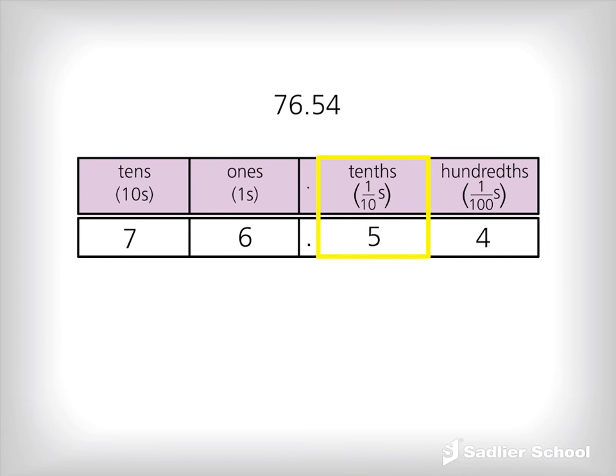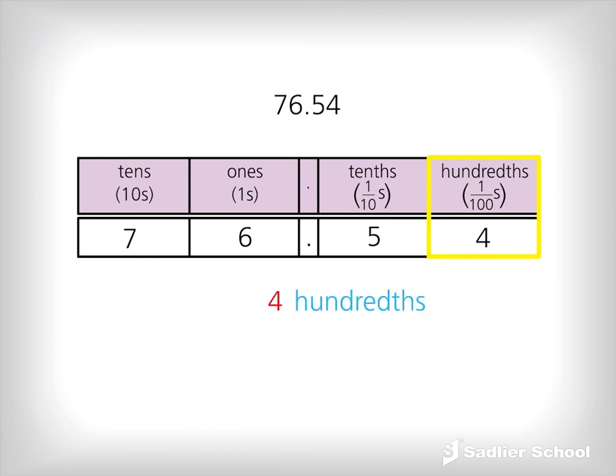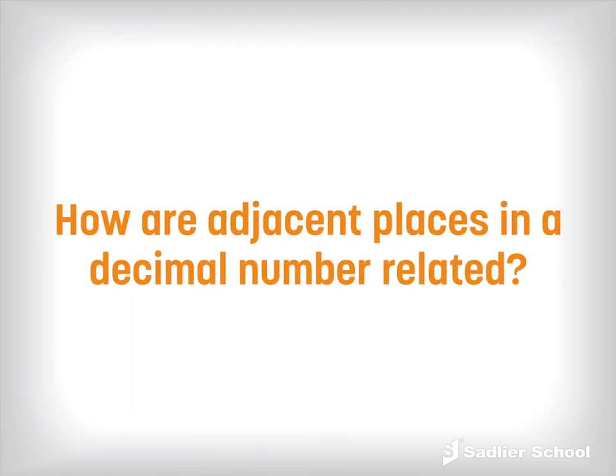The digit 5 is in the tenths place. The 5 represents 5 tenths. Its value is 5 times 1/10 or 5 tenths. The digit 4 is in the hundredths place. The 4 represents 4 hundredths. Its value is 4 times 1/100th or 4 hundredths. Now you know how adjacent places are related in decimal numbers.